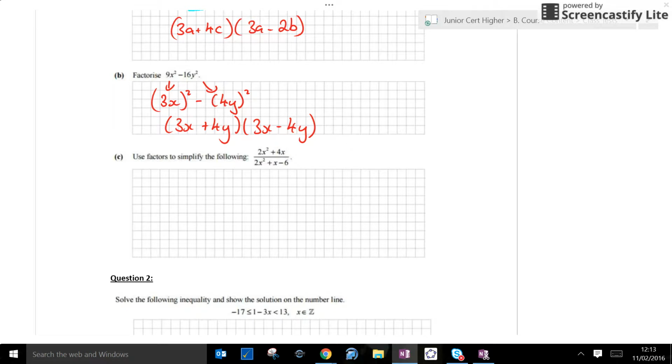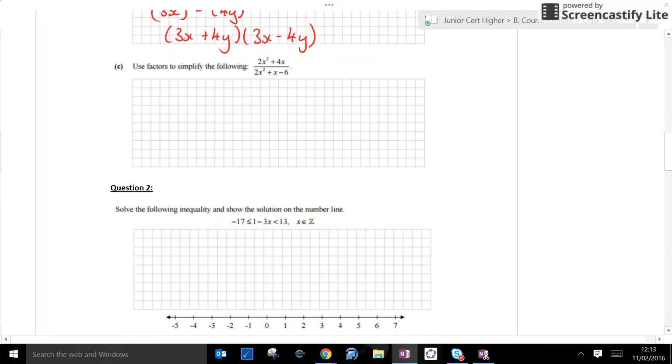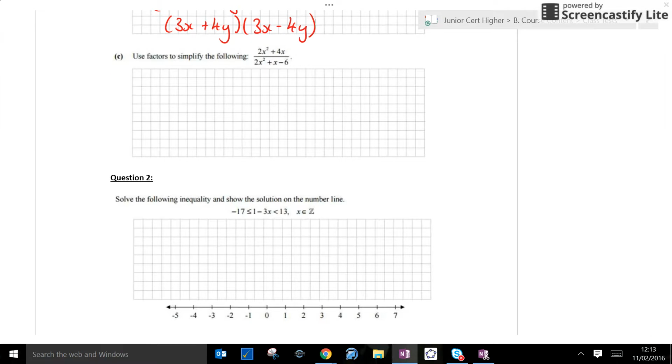Now let's move on to part C. So we want to use factors to simplify the following: 2x squared plus 4x all over 2x squared plus x minus 6. Okay, so here we're going to look and see if we can factorize the top and also factorize the bottom of this quotient.